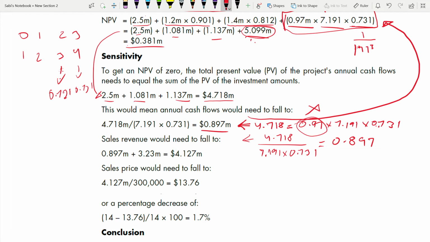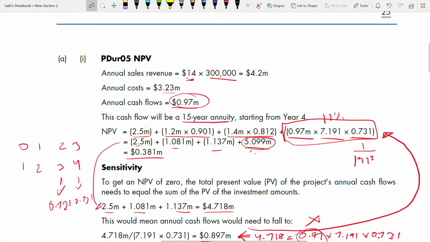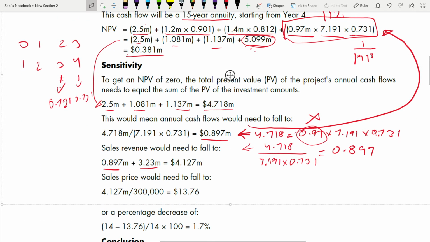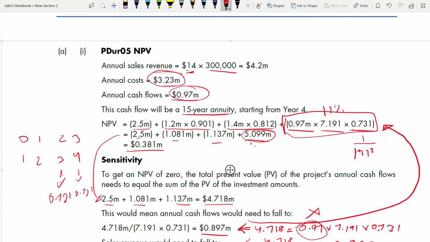So how much is it falling down? Sales revenue would need to fall to how much? This, right? Your cash inflow plus this. What is this, 3.23 million? This is your outflow. Just check the annual cost. It's like now you are having here, right? Sales minus cost is your revenue, is your cash flow, right?